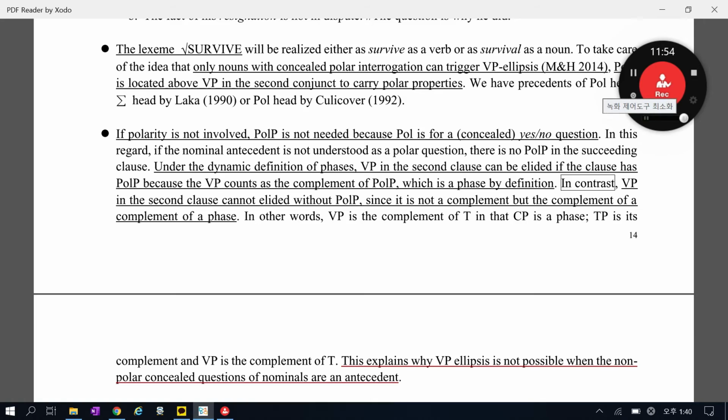Under the dynamic definition of phases, VP in the second clause can be elided if the clause has PolP, because VP counts as the complement of PolP, which is a phase by definition. In contrast, the VP in the second clause cannot be elided without PolP, since it is not the complement of a phase head but the complement of a complement. In other words, VP is the complement of T: CP is a phase, TP is its complement, and VP is the complement of T. This explains why VP ellipsis is not possible when the non-polar concealed questions of nominals are an antecedent.